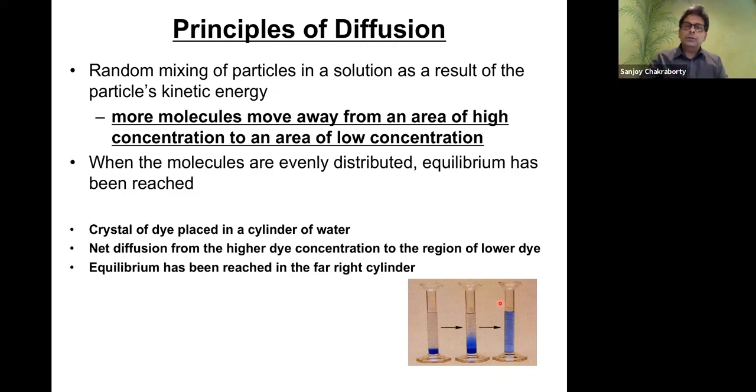So high to low. In this example, they put a crystal of colored dye right on the bottom of the cylinder, and after some time it will look like this. Why? Because of the high concentration of dye, the molecules started moving slowly. After even some more time, they're going to be dispersed everywhere. That means they're at equilibrium. So those molecules or ions are going to move from an area of high concentration to an area of low concentration, and they're going to move in all directions until they reach equilibrium.